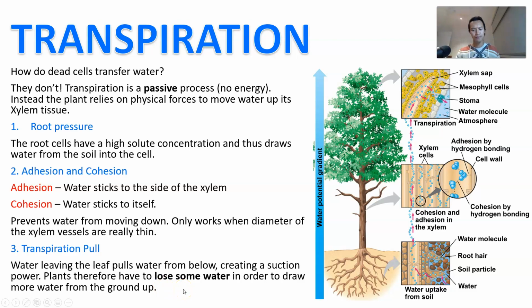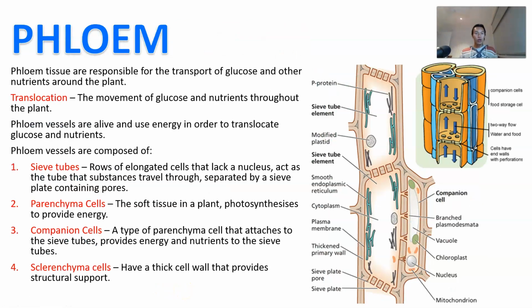Okay, let's take a look at phloem. So phloem tissues are responsible for the transport of glucose and other nutrients around the plant. And the process has a similar name, but a different one, okay? It is translocation. So transpiration is about the movement of water. Translocation is the movement of glucose, okay?